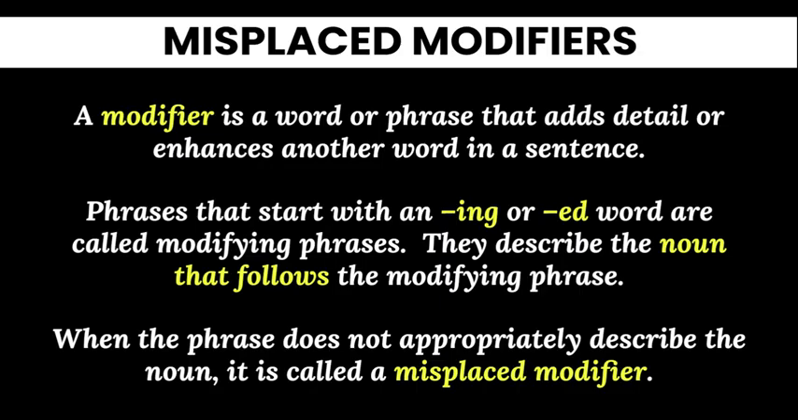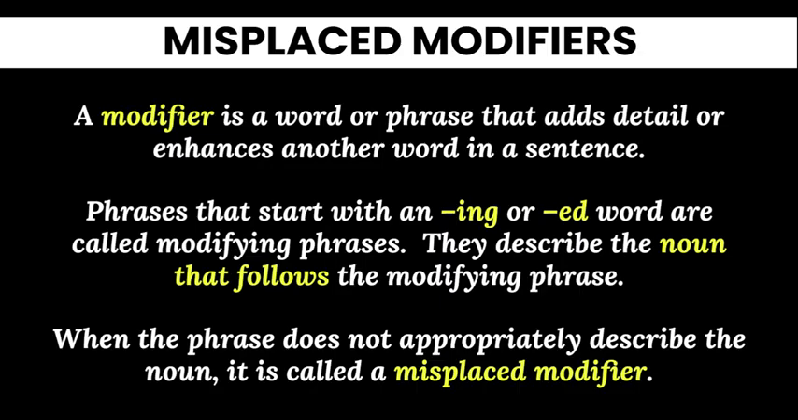An adjective adds detail or changes the meaning of a noun. So an adjective is a type of modifier. But what we're talking about specifically here is modifying phrases. And modifying phrases typically are going to start with an ing or ed word. So think like a verb with an ing or an ed after it, and then a string of words after that ing or ed word. These are called modifying phrases.